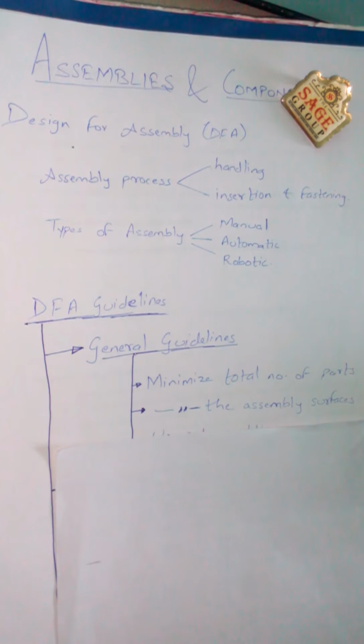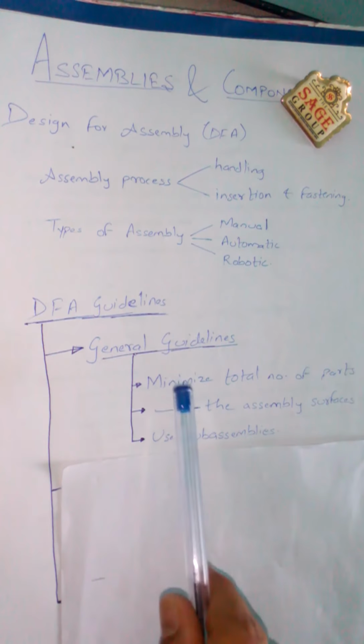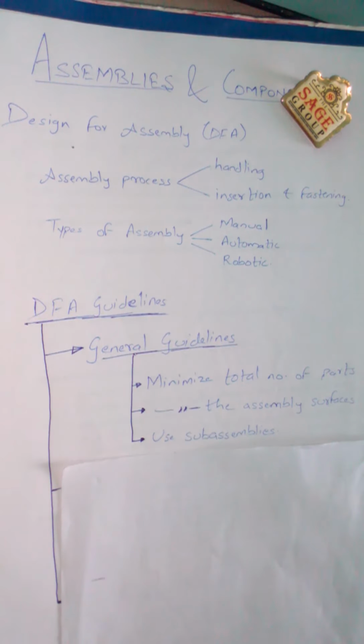So to simplify the design so that fewer surfaces need to be prepared in assembly and all work on one surface is completed before moving to the next one. All right. Then the third general guideline is use sub-assemblies. Sub-assemblies can provide economies in assembly since there are fewer interfaces in final assembly. Sub-assemblies can also be built and tested elsewhere and brought to the final assembly area.